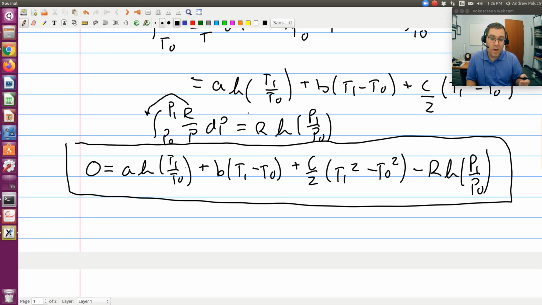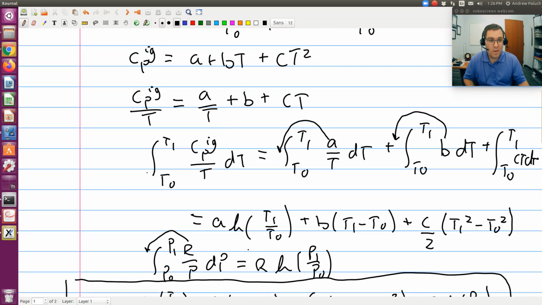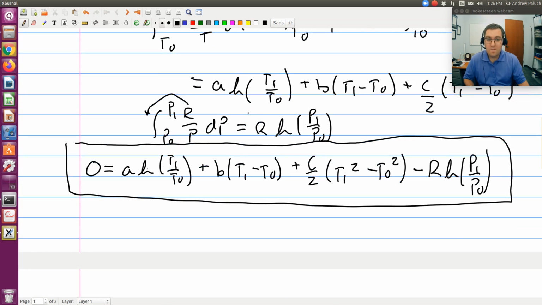So I wouldn't recommend trying to explicitly solve this equation for T1. But you can readily solve for it numerically, whether you're using Microsoft Excel and you want to use Goal Seek or Solver, or MATLAB, you can readily solve this with fzero. But you have a single equation with a single unknown. Okay, cool. Using that, you should be able to solve for T1. Okay, so that is the case of an ideal gas. Okay, nice.